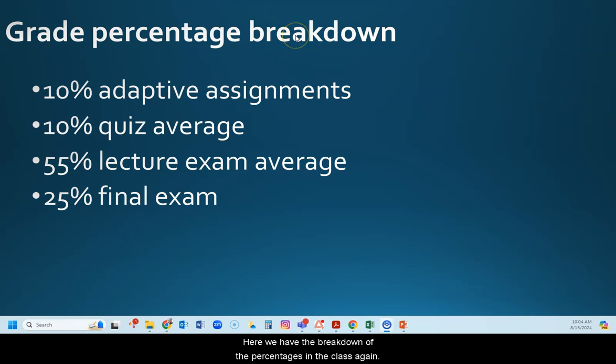Here we have the breakdown of the percentages in the class. Again, 10% adaptive assignments, 10% quiz average, 55% lecture exam average, and 25% final exam.